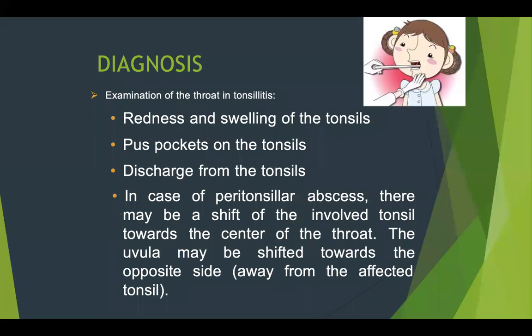On examination of the throat in tonsillitis, you can find redness and swelling of the tonsils. There are defined pus pockets on the tonsils, and you can see discharge from the tonsils. In case of tonsillar abscess, peritonsillar abscess, there may be a shift of the involved tonsil towards the center of the throat. The uvula may be shifted towards the opposite side, away from the affected tonsil, so you can diagnose.